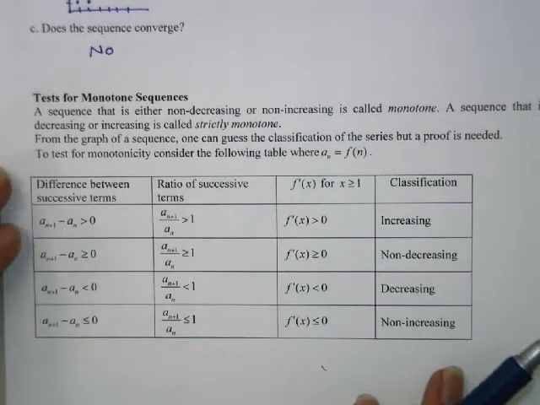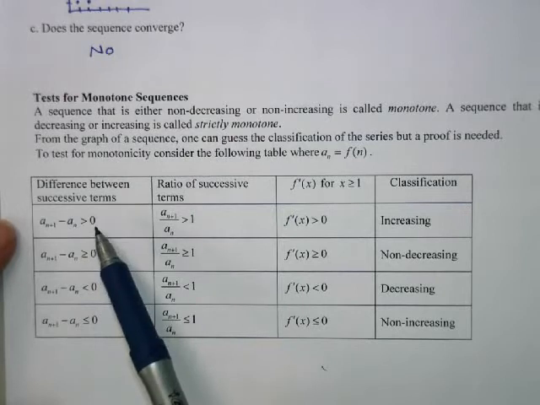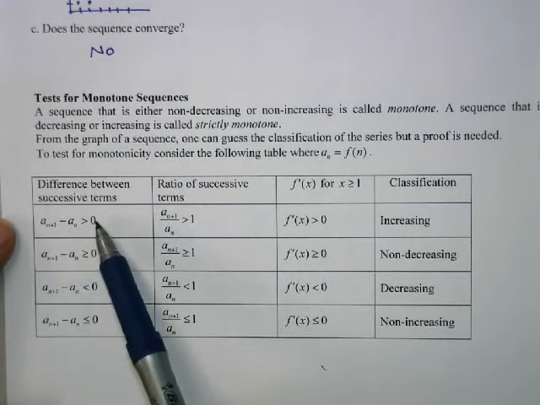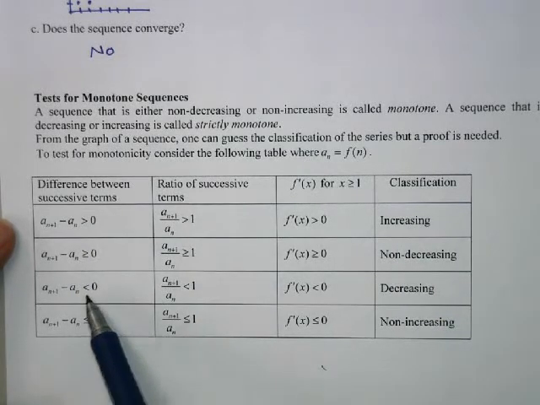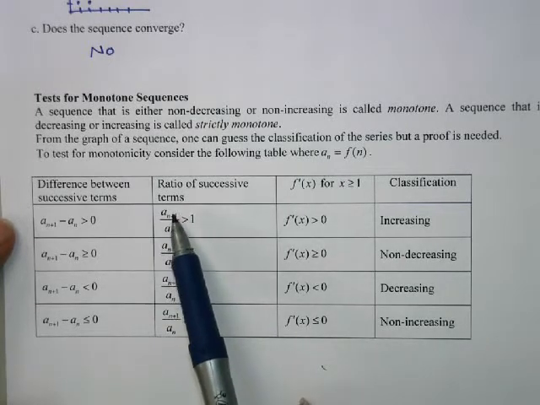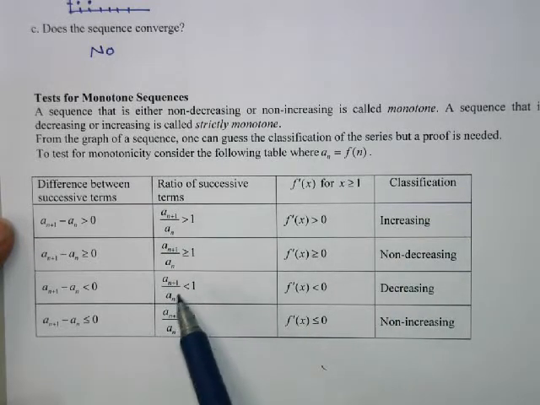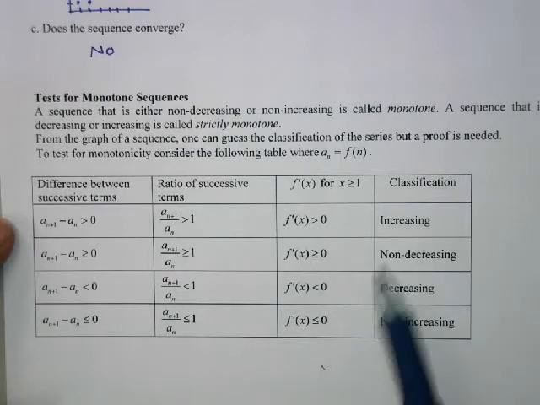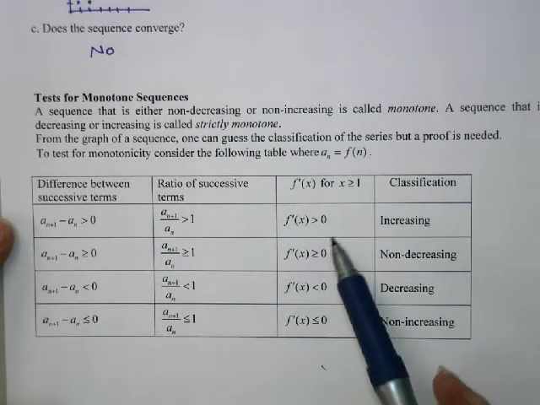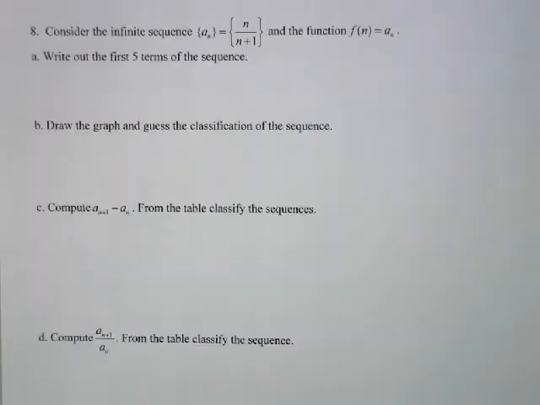There's different tests that we can do to figure that out. We can look at the difference between successive terms. So if the difference a_(n+1) minus a_n is greater than 0, it's increasing. If it's less than 0, it's always going to decrease. We can look at the ratio of terms. So if the ratio of a_(n+1) over a_n is bigger than 1, it's increasing. If it's less than 1, it'll be decreasing. And then good old-fashioned derivatives, because if the derivative is always greater than 0, it's increasing. If it's always less than 0, it is decreasing.